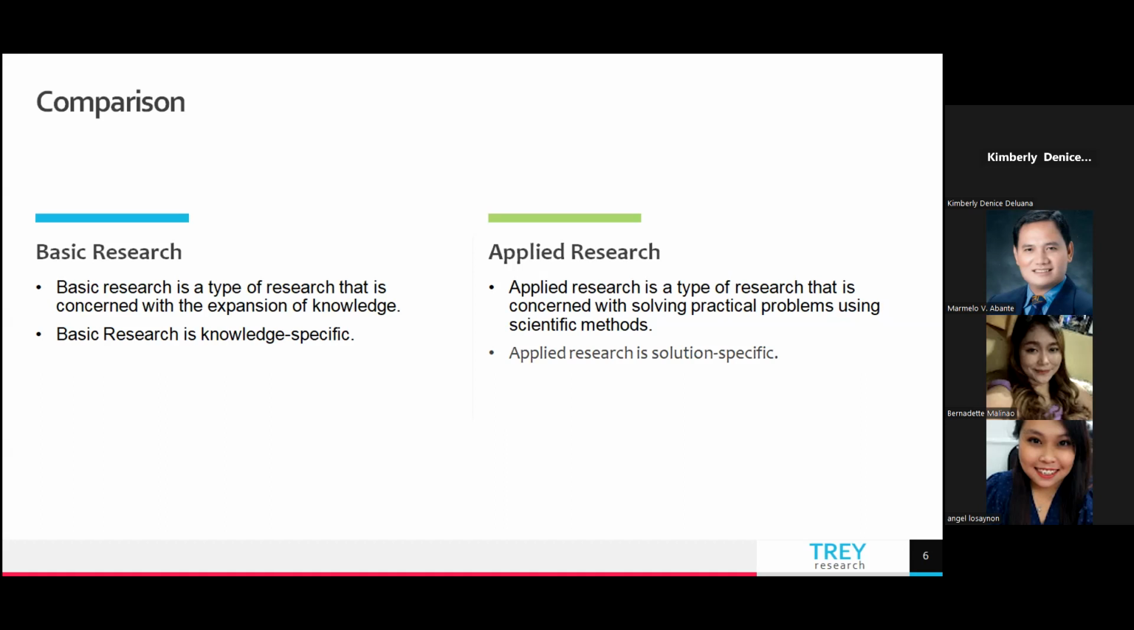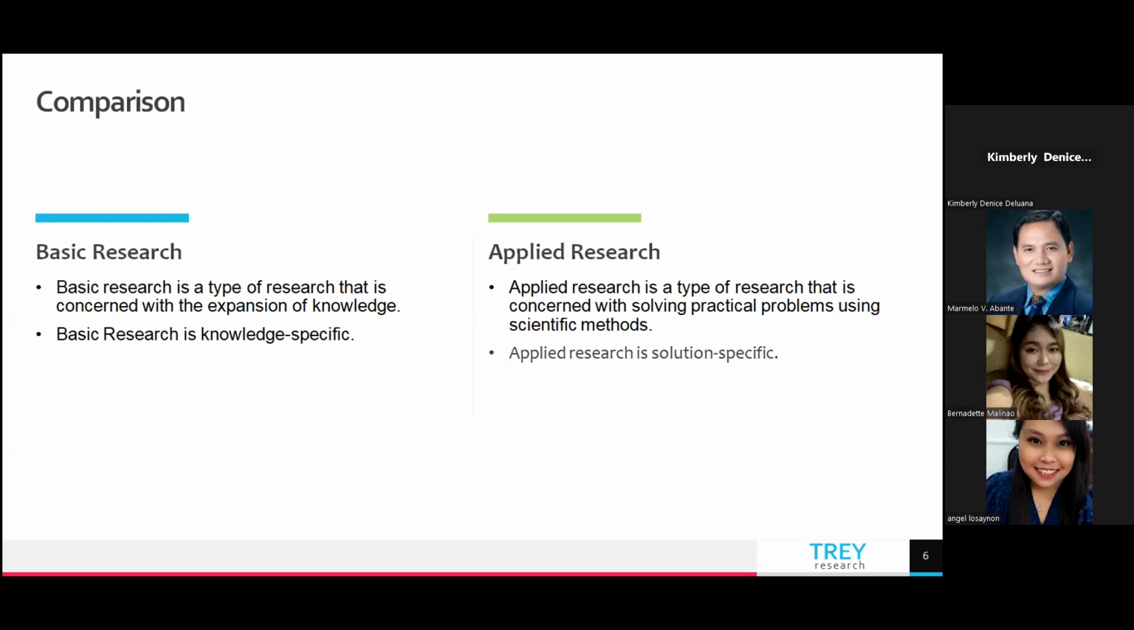Then, basic research is also knowledge specific, while applied research is solution specific. Basic research also generates new theories or improves on existing theories, while applied research creates a practical solution to a specific problem. The most important difference between basic research and applied research lies in the objective of each. Basic research seeks to expand the information and understanding of the object of the study, while applied research aims to provide a solution to the problem of the study.